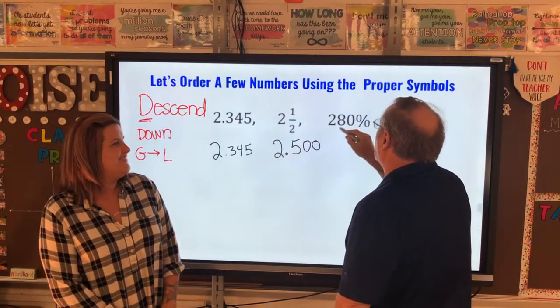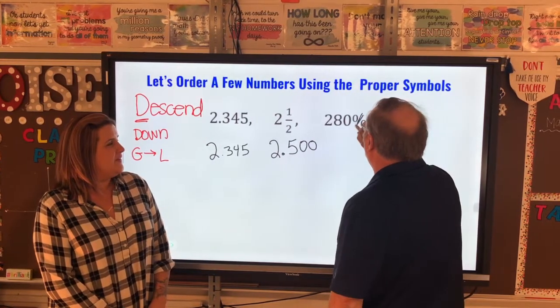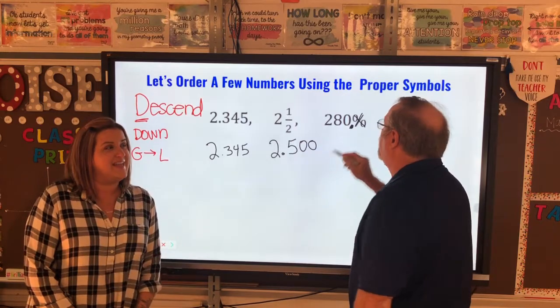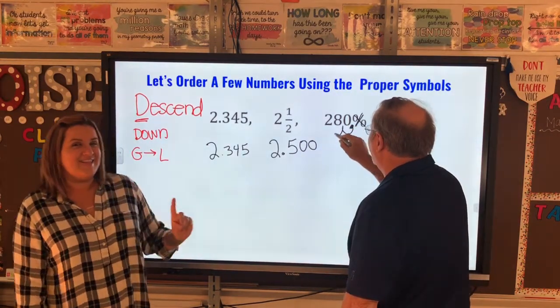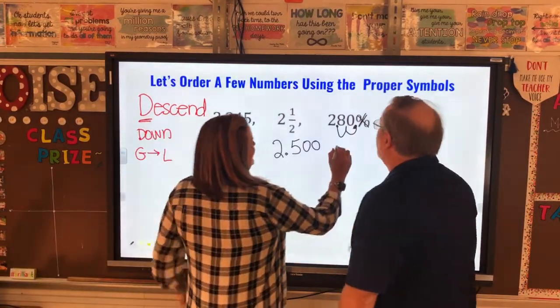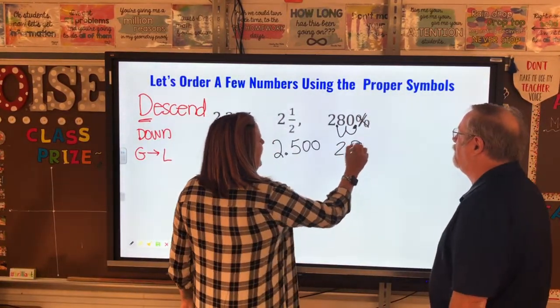So now again, what's our rule for changing a percent to a decimal? We put the decimal point in, and then we go, Beyonce. We go to the left. You know, you can say that, but every time I say that, I get in trouble. So we got 2.8 and.